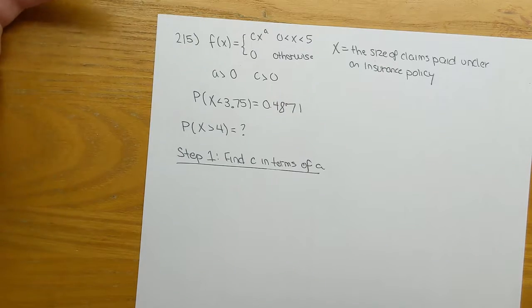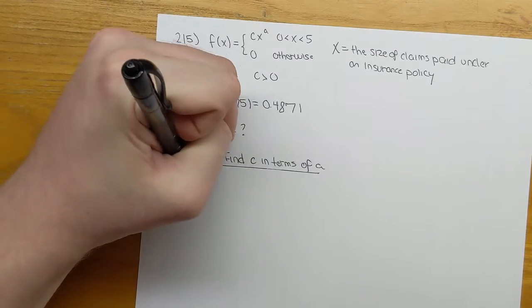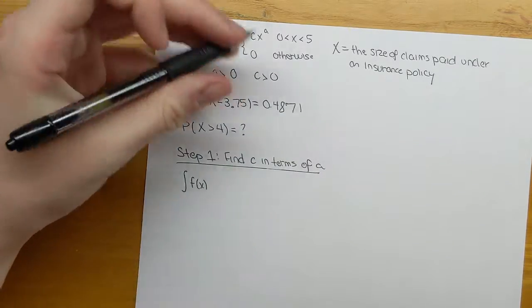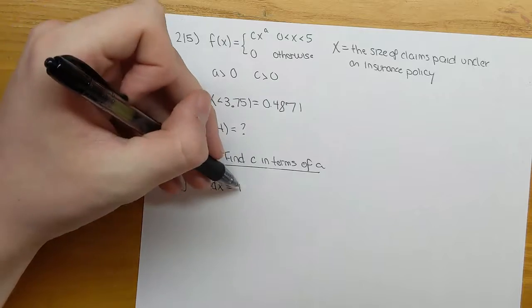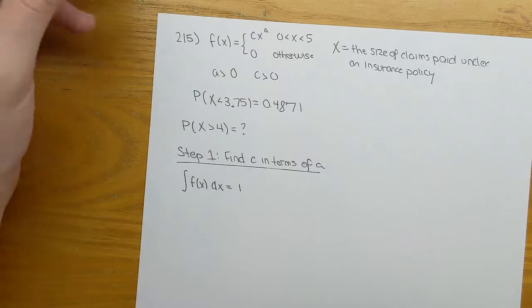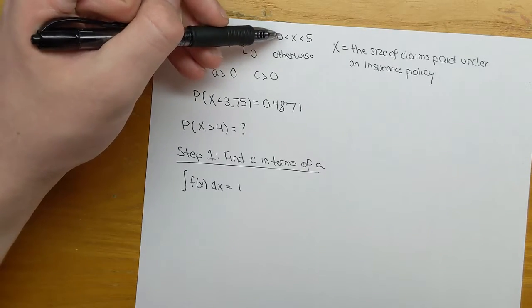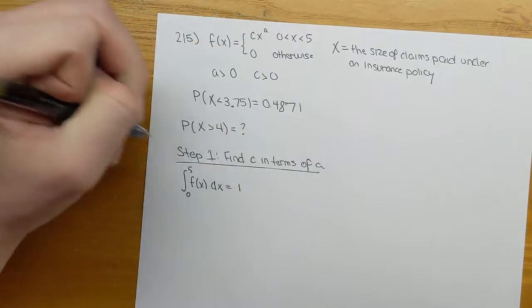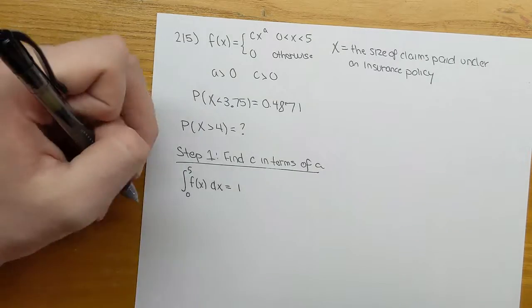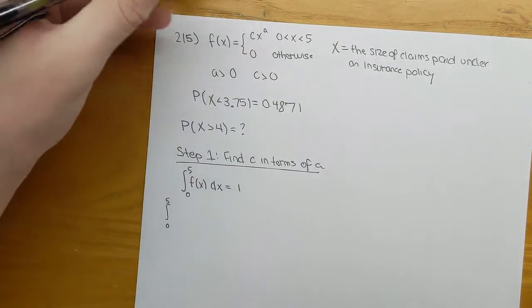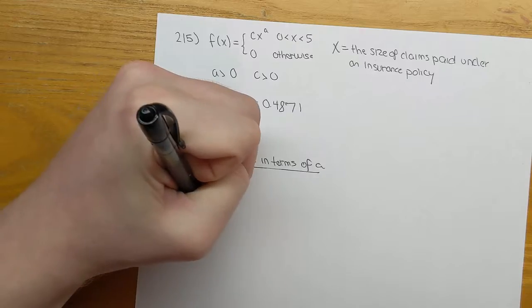Well, what we can do is use our definition of the cumulative distribution function, which says that if we integrate our density function, f of x, over its entire interval, it'll equal 1. This is just the definition of your distribution function. So what is this interval? We're given that the interval is defined from 0 to 5, so let's write that down. If we integrate over this region, it's going to equal our probability of 1. So let's integrate from 0 to 5. Our density function is cx to the a dx is equal to 1.